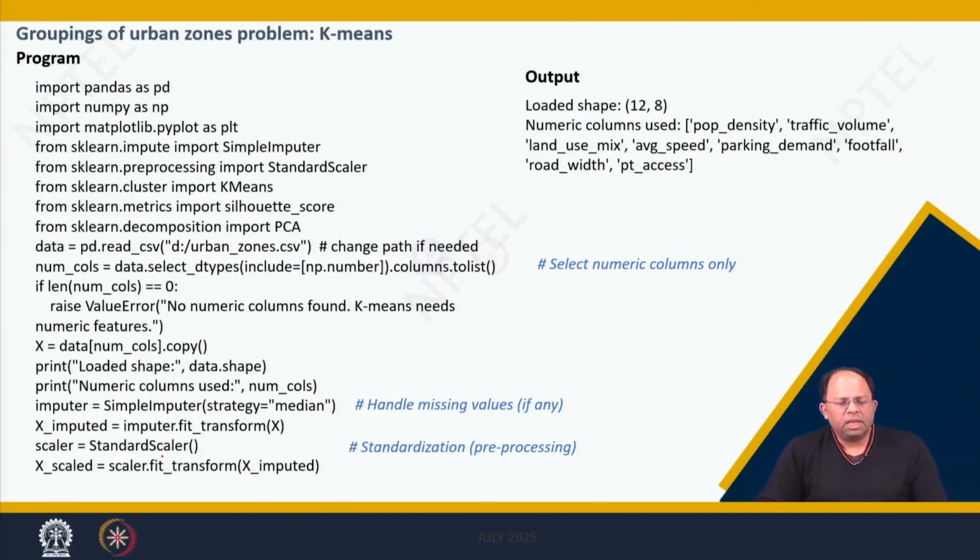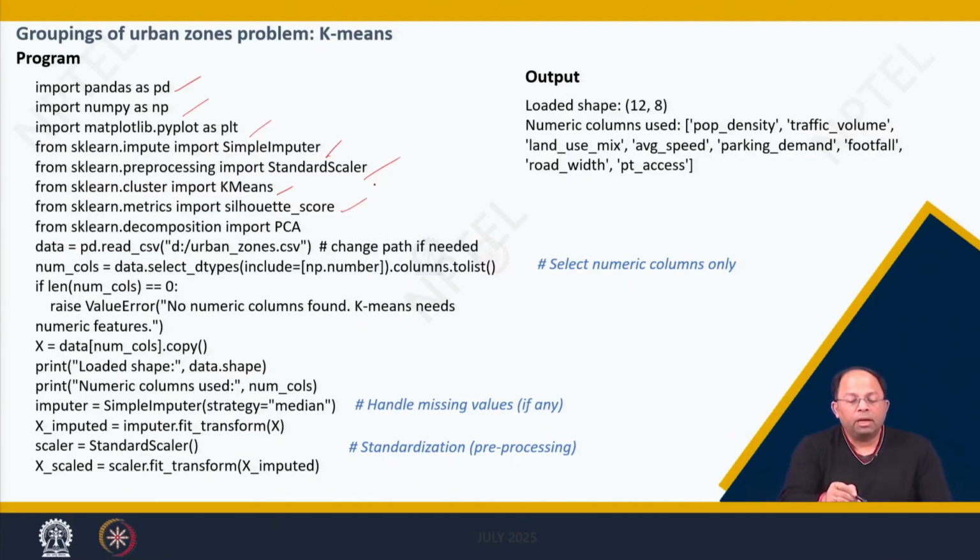So the program, the first part, as you know, is pretty standard. We have already done many programs earlier. Import pandas, import numpy, import matplotlib, then we are using this imputer. This is SimpleImputer. You know what's the use of imputer: to replace the missing values. Then we are using StandardScaler to scale the data, and then we are importing KMeans from sklearn and also importing silhouette score from sklearn.